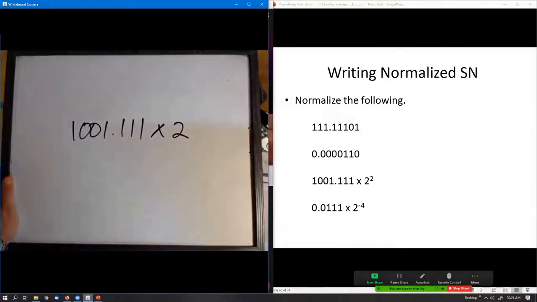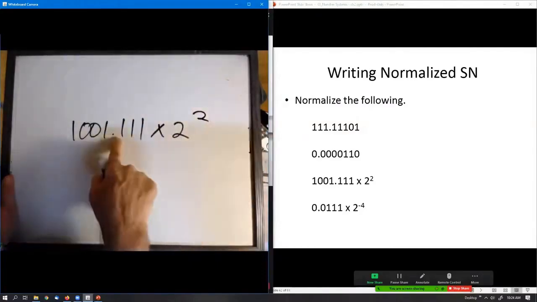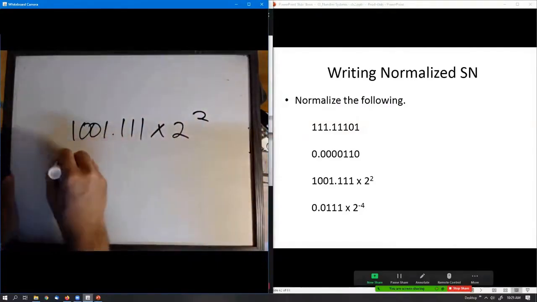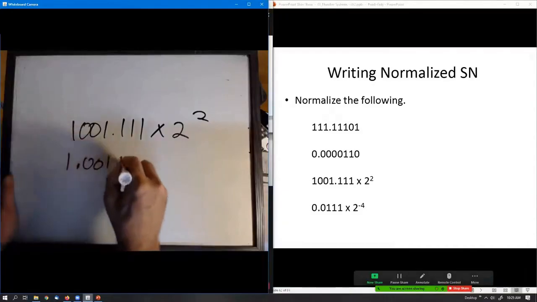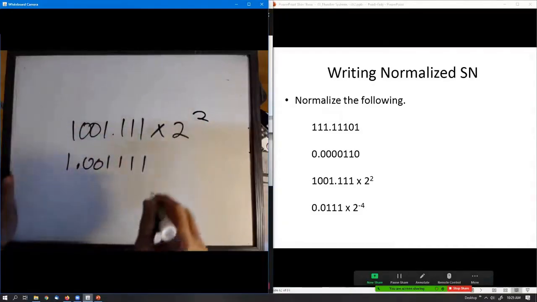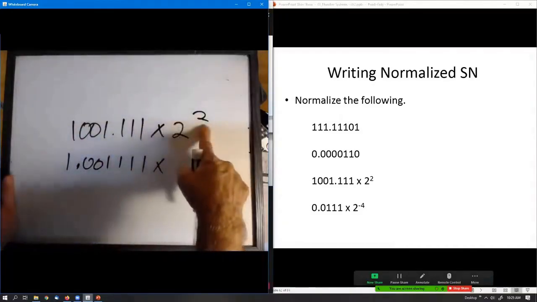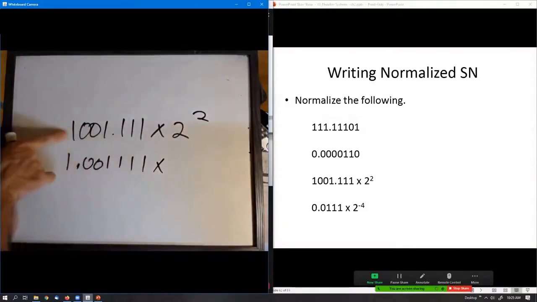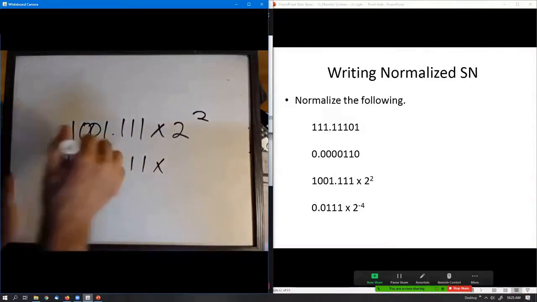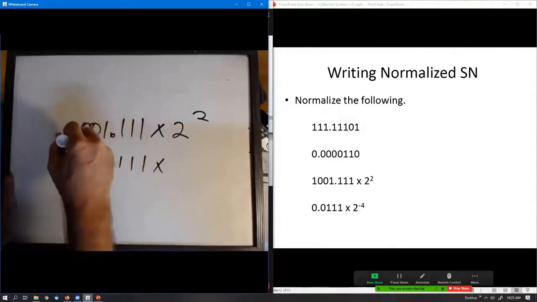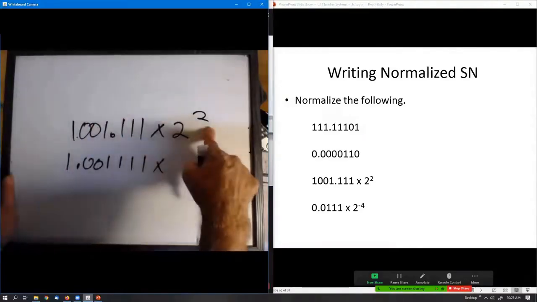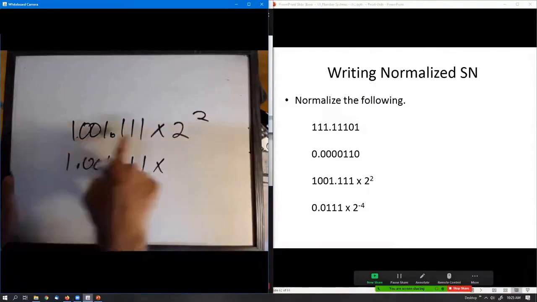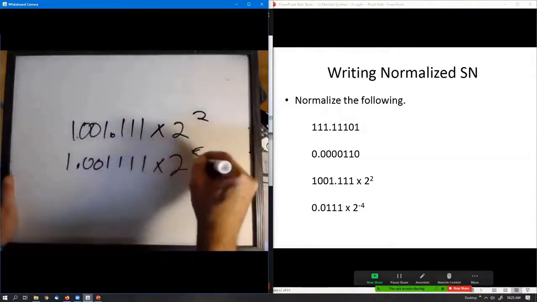Times 2 to the second. All right, so this is going to go 1, 2, 3, 1.001111. So I either need to add 3 to that or I need to subtract 3 from that. This got bigger. This got smaller. It started out as a 9 and it became a 1. So when the radix moves this way, the number gets smaller. This needs to get bigger. How much bigger? 1, 2, 3. So we add 3 to that, 2 to the 5th.